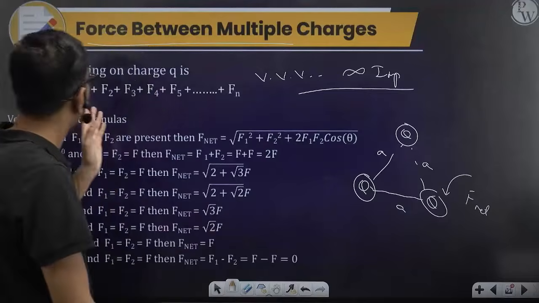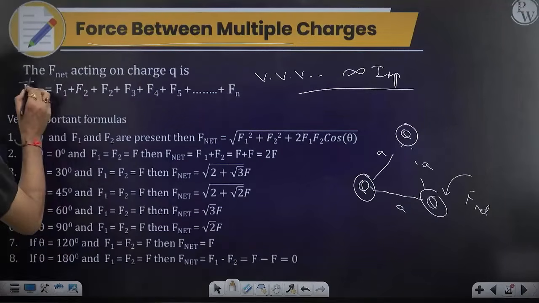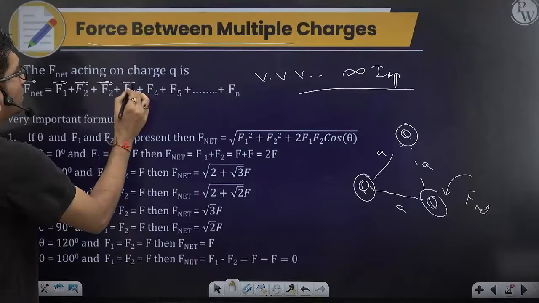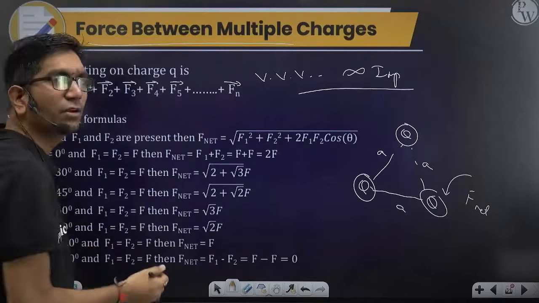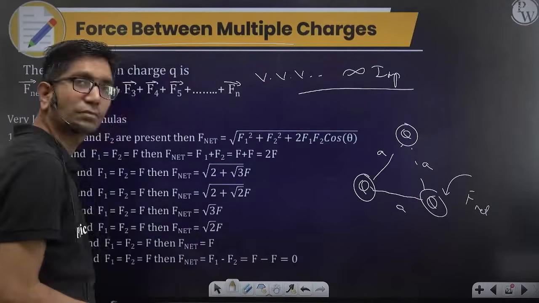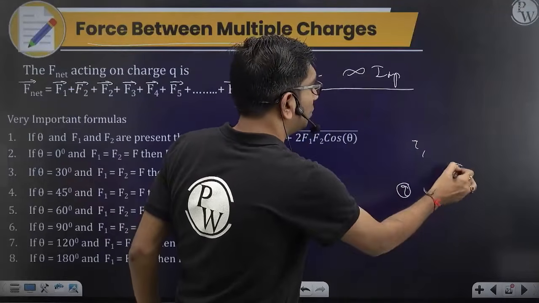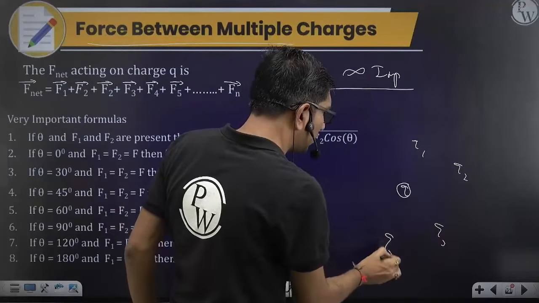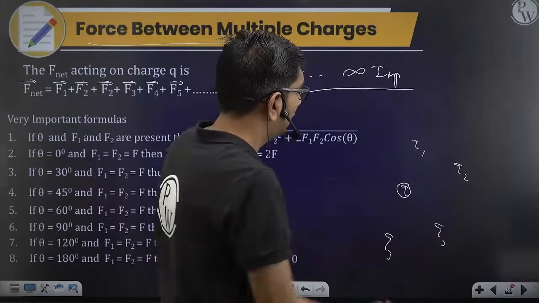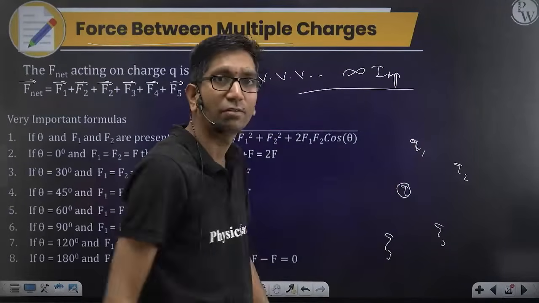Okay, so as everyone knows this one, na? Net force formula. See here, beta, write down this one. Okay, as everyone knows this diagram also, na? So this is small q, here is q1, q2, q3, like this you have, na beta. Here, one more important point while solving the numericals.